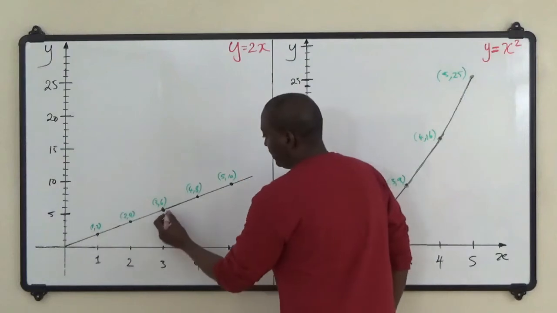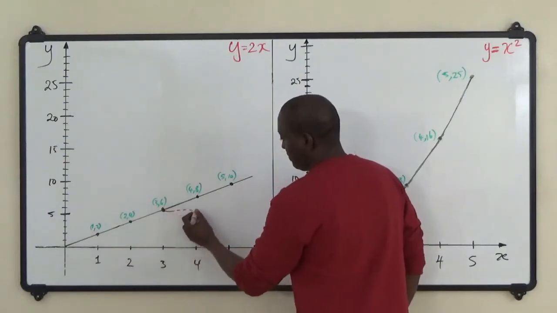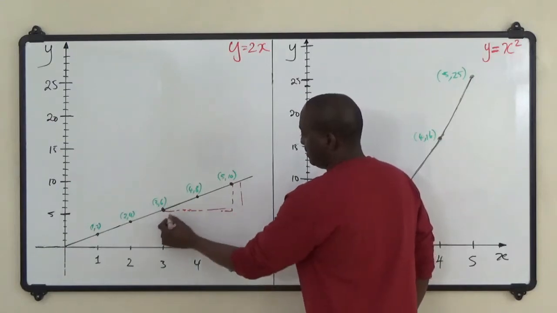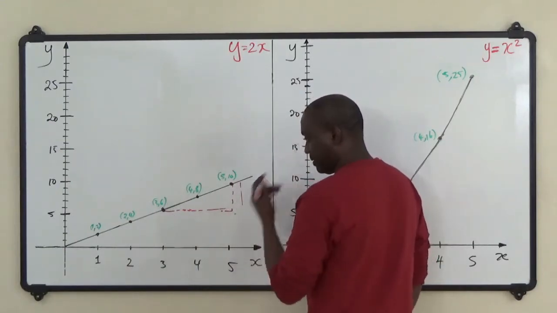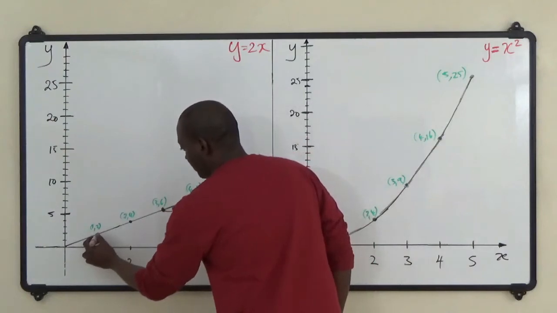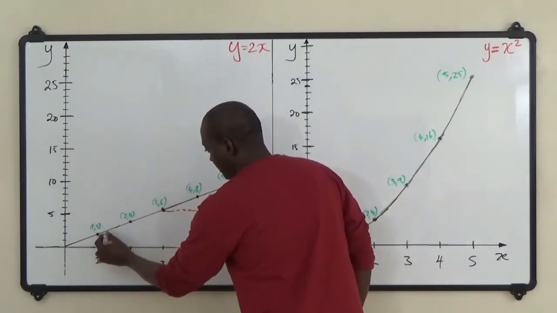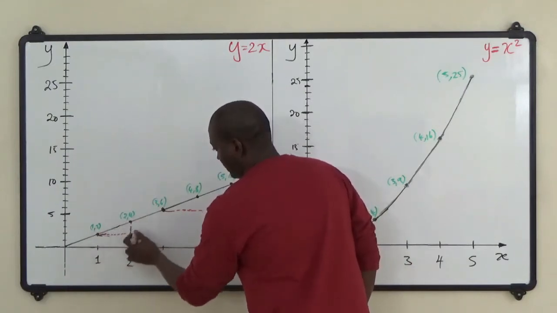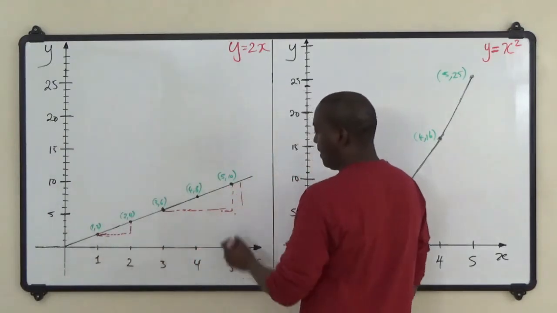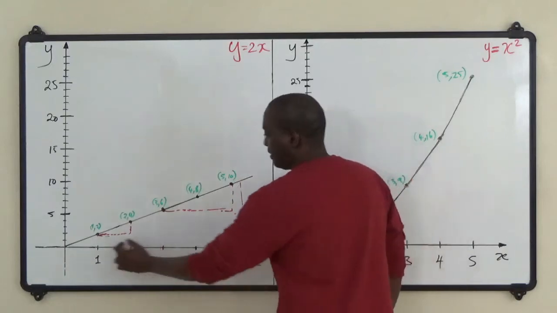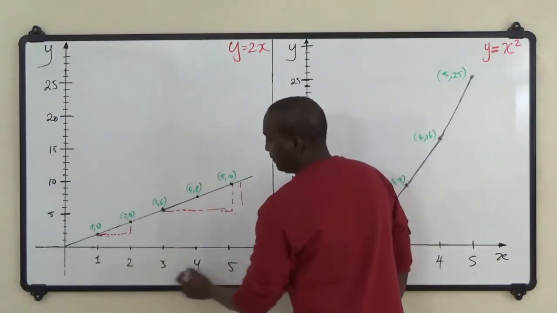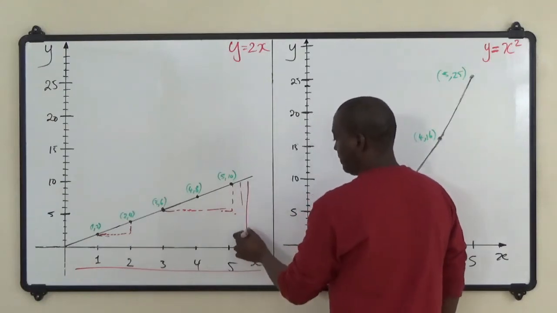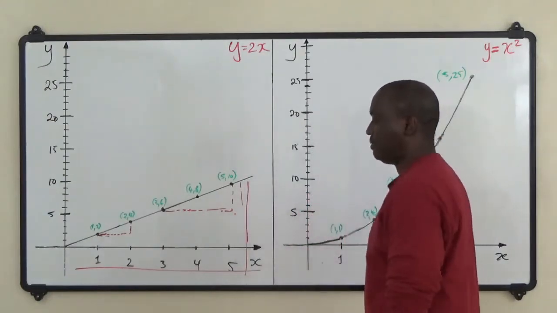Whether we're talking about the change from here to here, this change over this change is the gradient. Or we could talk about the change from here to here, this change over this change is the gradient. Or the change from here to here, this change over this change. That's the gradient too.